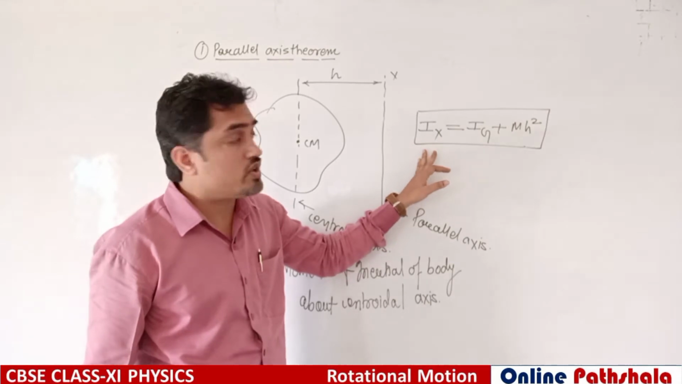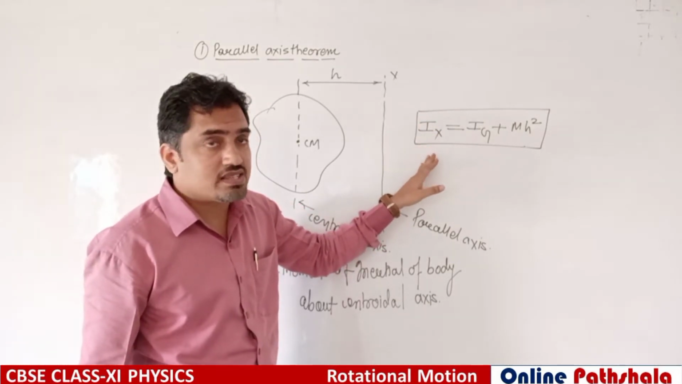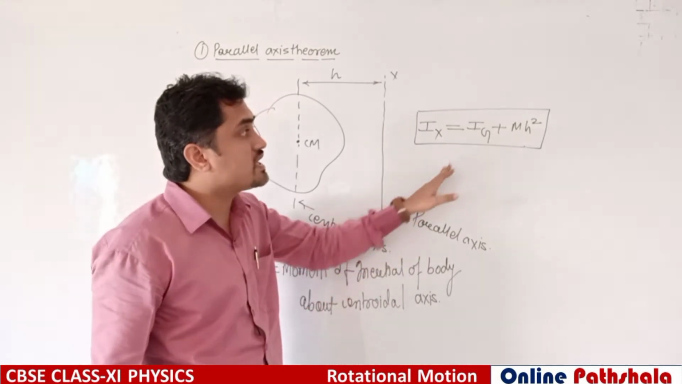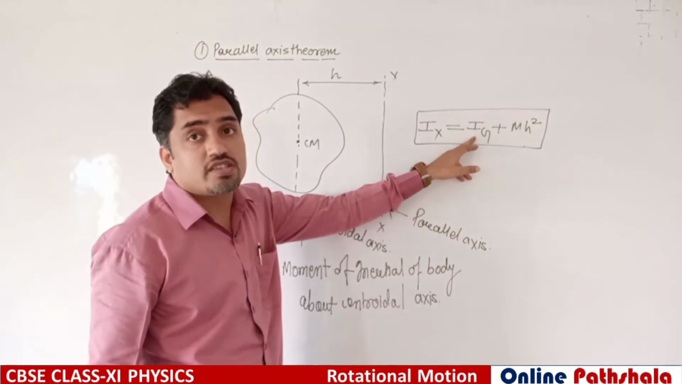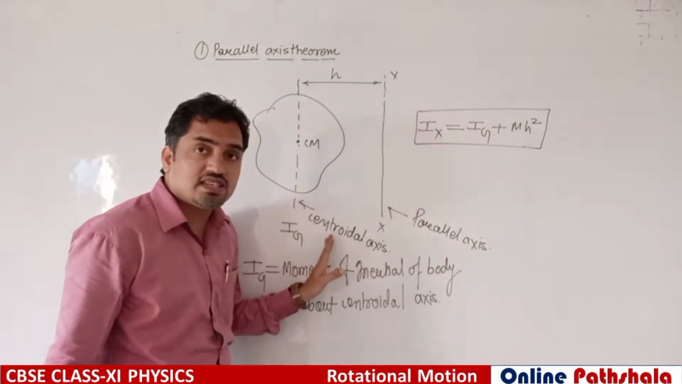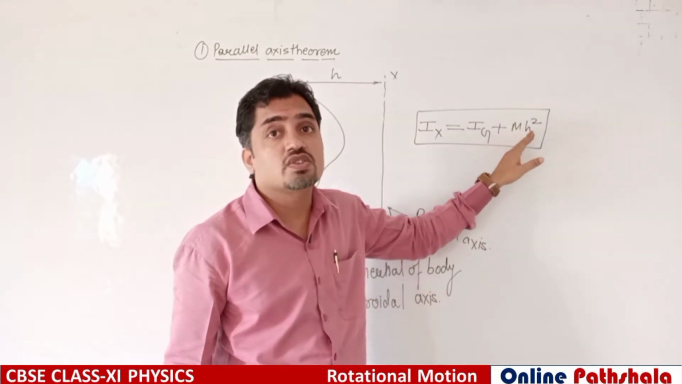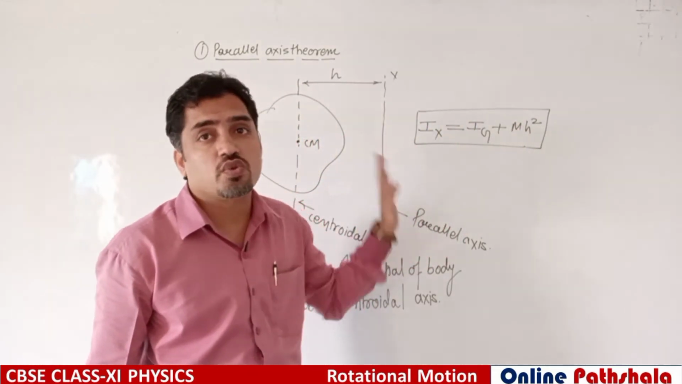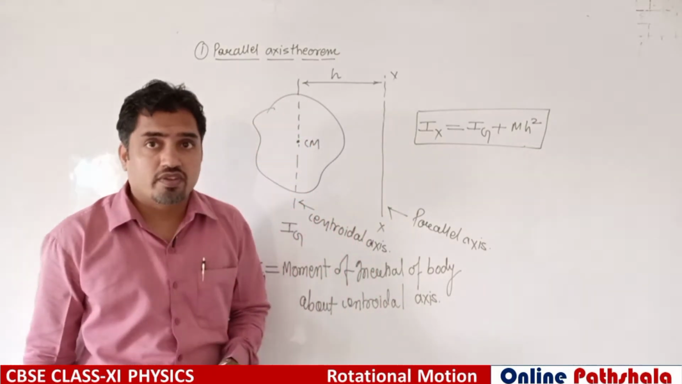What is the parallel axis theorem? The moment of inertia about the parallel axis is equal to the summation of the moment of inertia about the centroidal axis and the product of mass and square of distance between these two axes. It is the parallel axis theorem, very important.